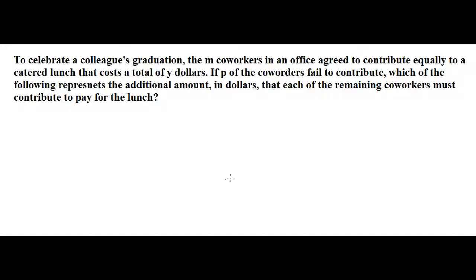So the first thing I'm going to do is figure out how much each person had to pay. So they would have had to pay the Y dollars divided by the number that agreed to pay minus the people who did not pay. Okay, so this is how much they actually paid per person. Now, since we need to find the additional amount that each person had to pay, we have to subtract the theoretical amount that each person would have paid if everyone had contributed. So we have to subtract Y over M.